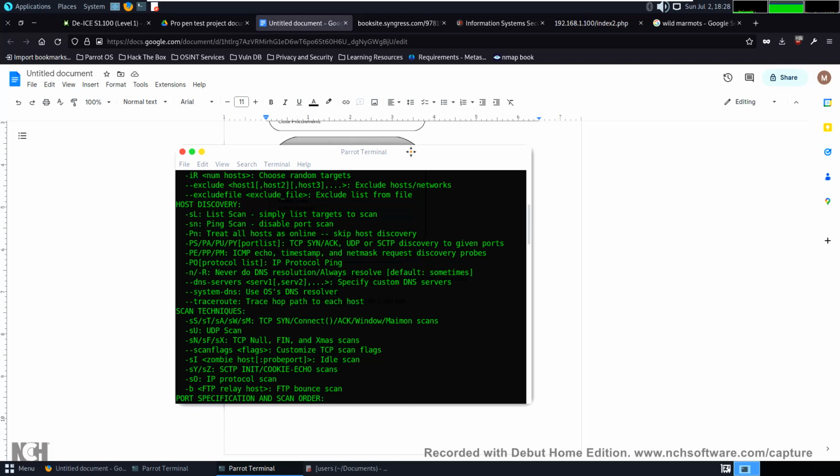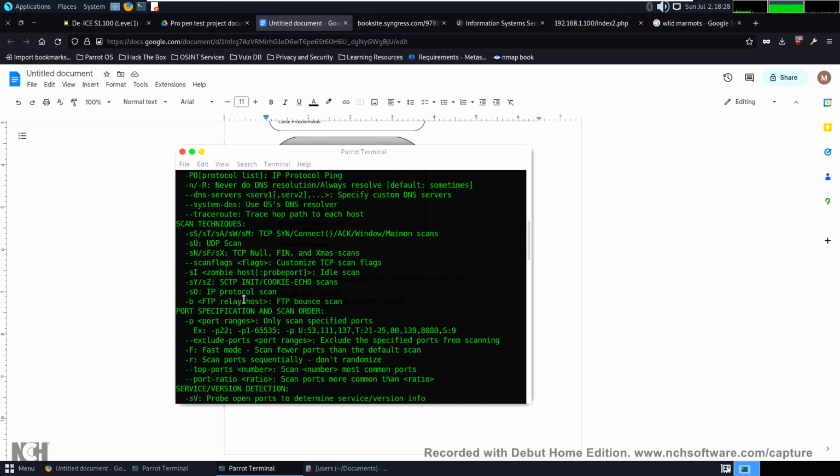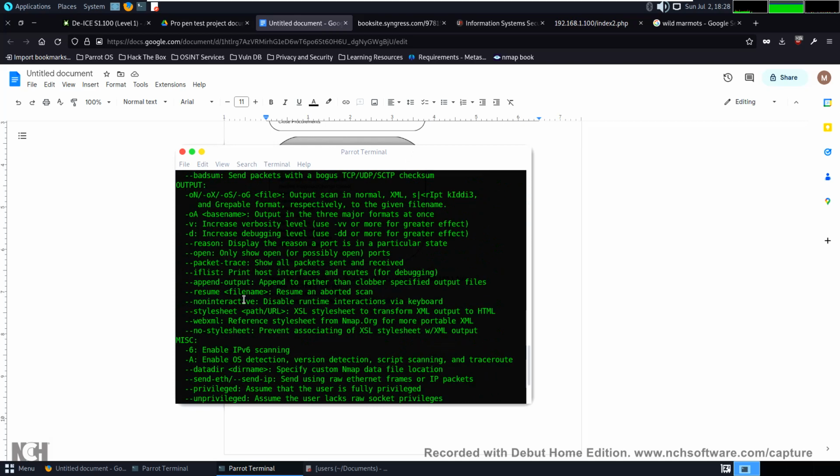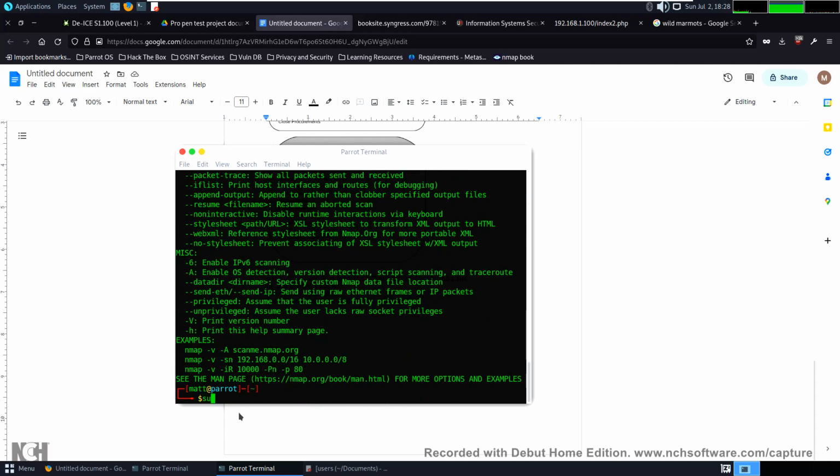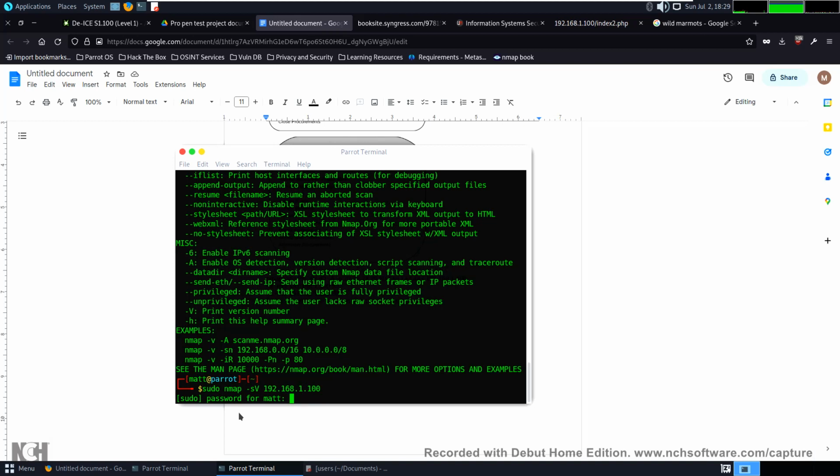Ooh. I wonder if that one still exists or if it's been replaced, because I'm not seeing it on here. Let's just run that one real quick. Sudo nmap -sV on 192.168.1.100 and enter my password. See what it says.